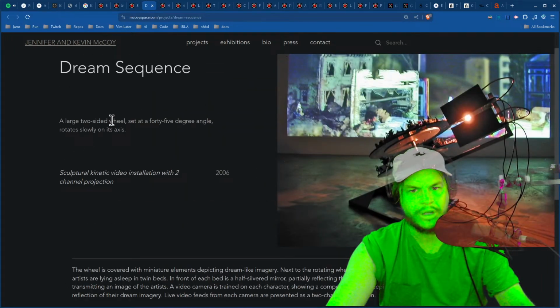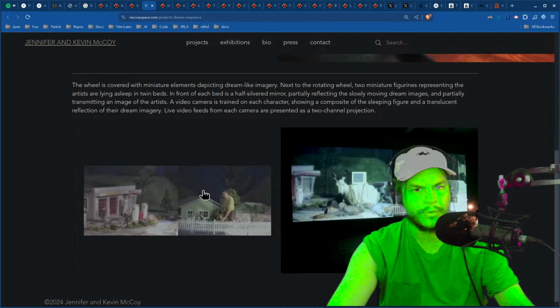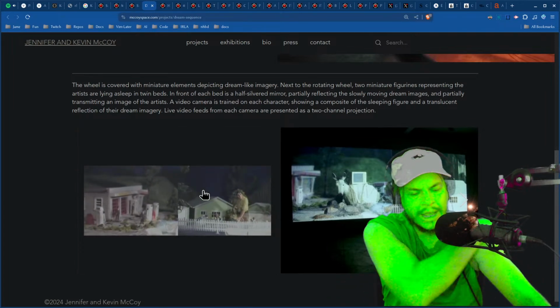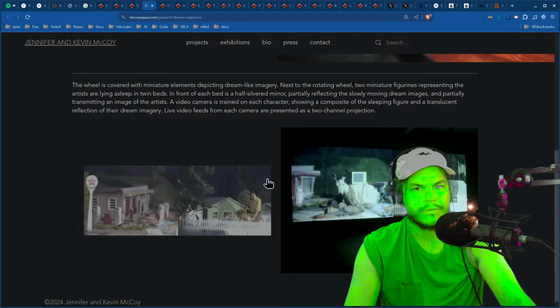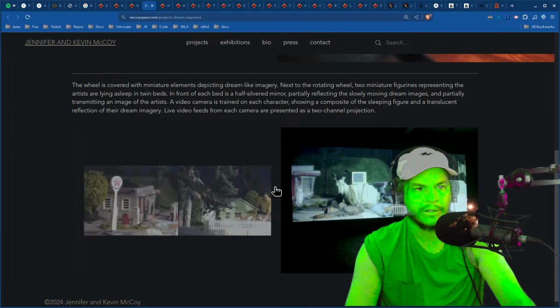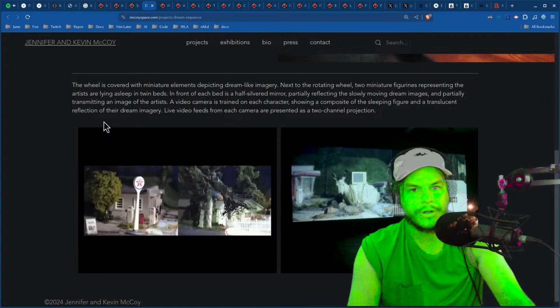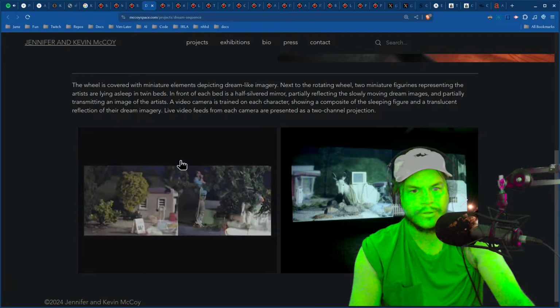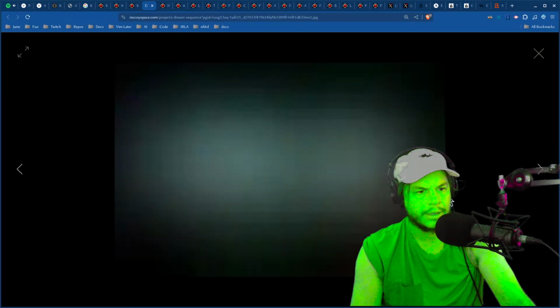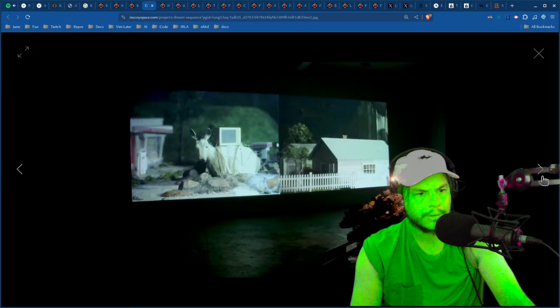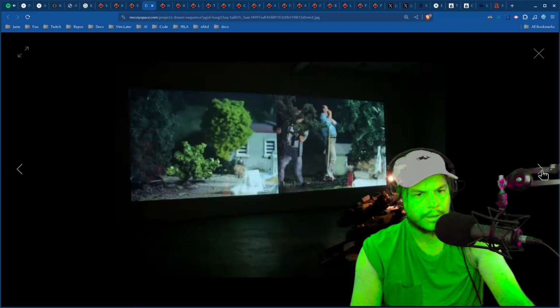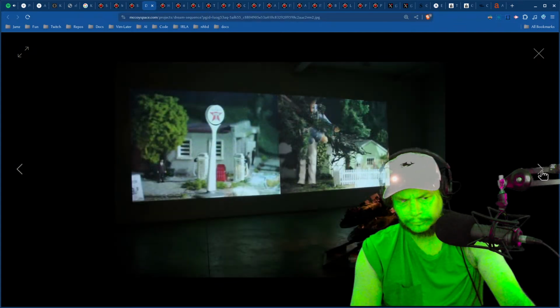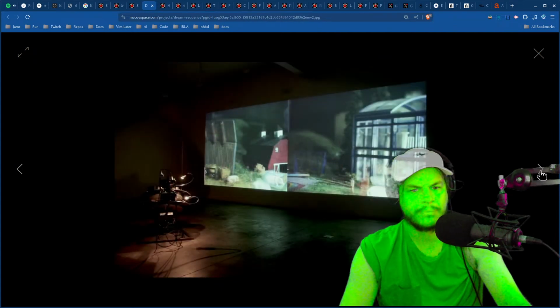So this is Dream Sequence, a large two-sided wheel set at a 45-degree angle that rotates on its axis. The wheel is covered with miniature elements depicting dreamlike imagery. Next to the rotating wheel, two miniature figurines representing the artist are lying in twin beds. God, they're just so in love. Partially transmitting an image of the artist, a video is trained on each character, showing the composite of the sleeping figure and the translucent reflection of the dream imagery. It's the miniatures plus this nice rotation.